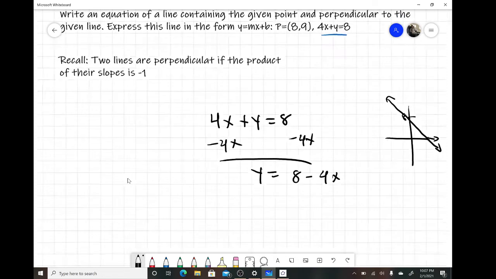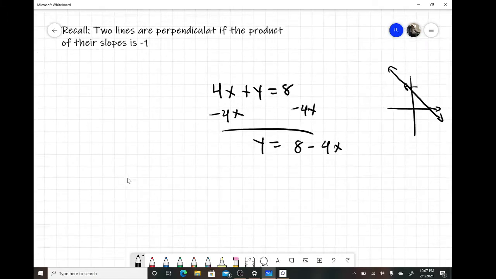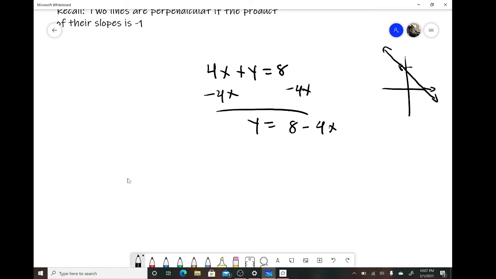Let's continue. So now that we have written it, all we have to do is again use the point slope formula to plug in the values and solve. But let's first identify what our slope is. The slope for this equation is -4.